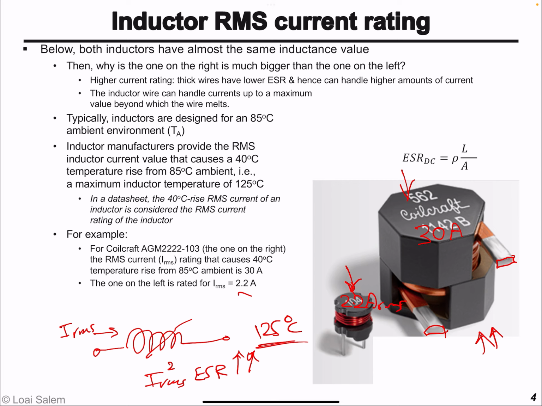Okay, so another thing is that the size of an inductor infers its RMS current rating. If you find two inductors of the same inductance, however one is much larger than the other, then this means that the larger inductor most probably has a much higher RMS current rating.